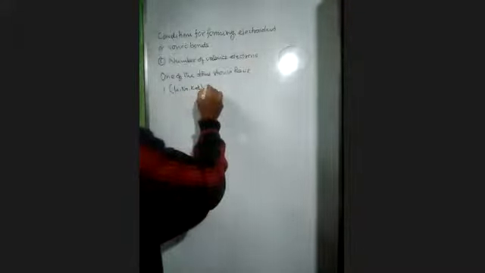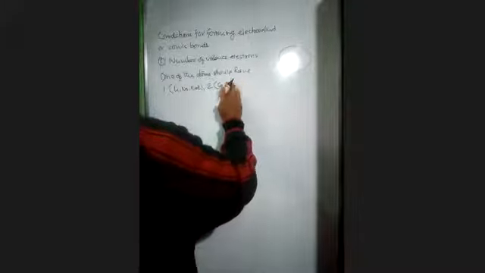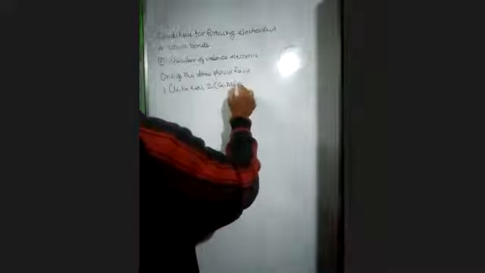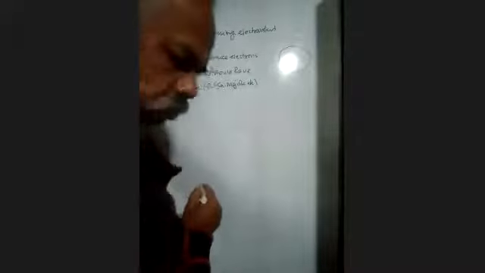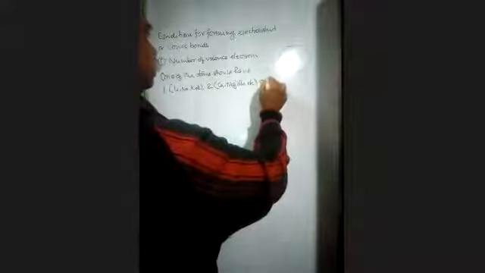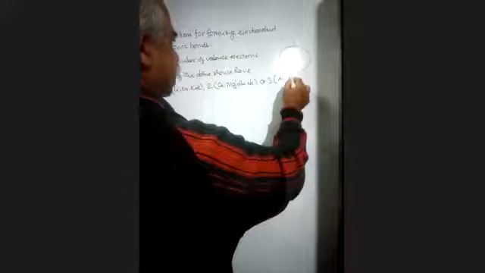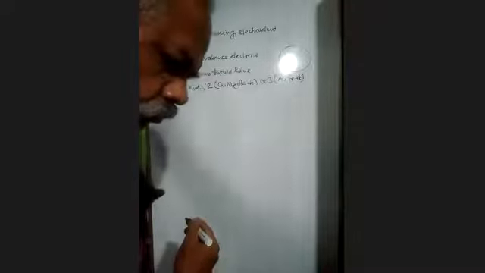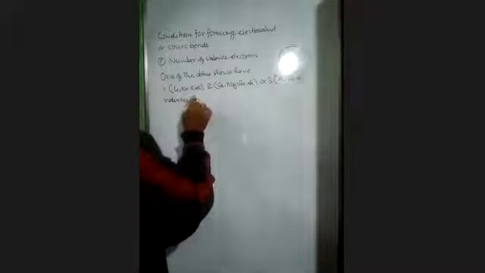Two: it should be calcium, barium, magnesium, etc. Or three, there are very few: aluminium, iron, etc. These are valency electrons.